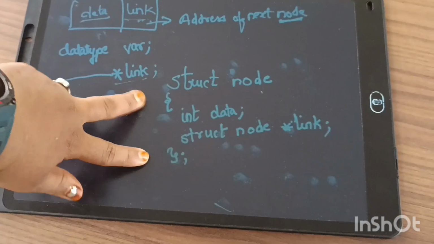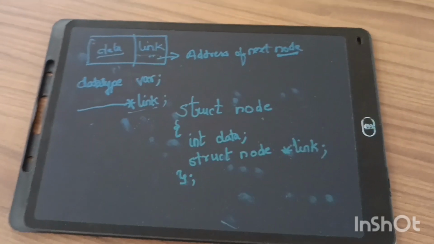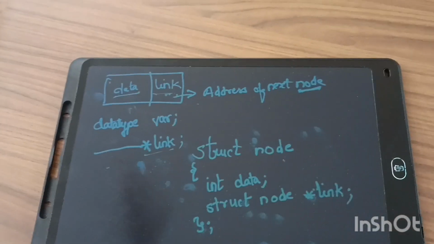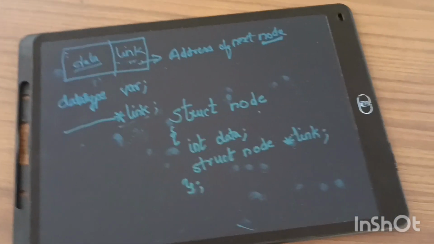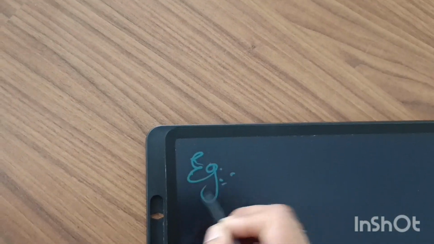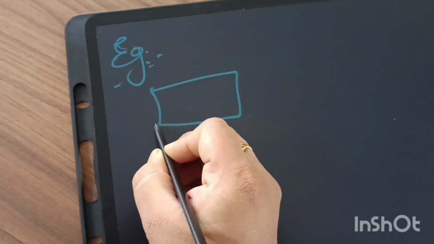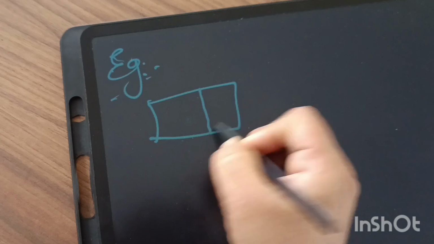So after this, now we will be seeing what the different types of linked list are, or we will look at the basic structure of a linked list here. So here, for example, we will take an example where the simple linked list will look like this. Okay.